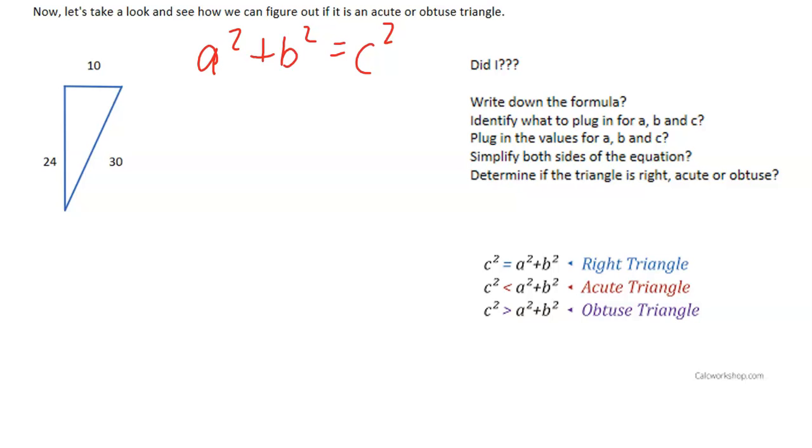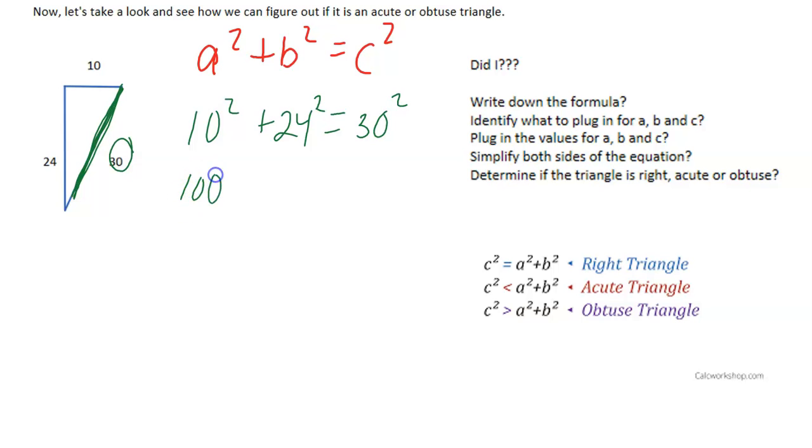So let's go ahead and plug in our values, and we're going to treat the longest side as the hypotenuse. So 30 we're going to plug in for c, and then 10 and 24 we're going to plug in for a and b. And let's just work this out. 10 squared is 100, 24 squared is 576, and 30 squared is 900.